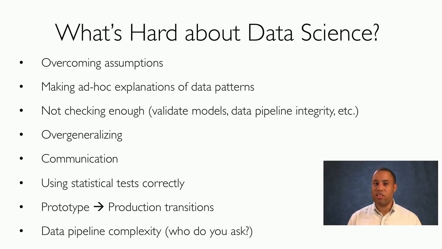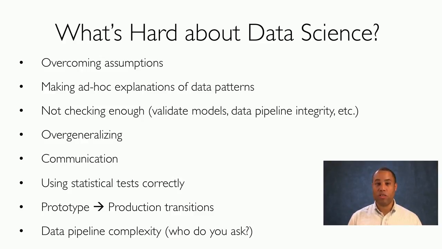Now, what makes data science difficult? Many things. First, we have to overcome assumptions and making ad hoc explanations of data patterns. And this is just human nature. When we see something, we immediately see a pattern. And it's very hard for us to overcome that pattern that we saw and really understand, was that just something, sort of like an optical illusion, or was it really a significant pattern?